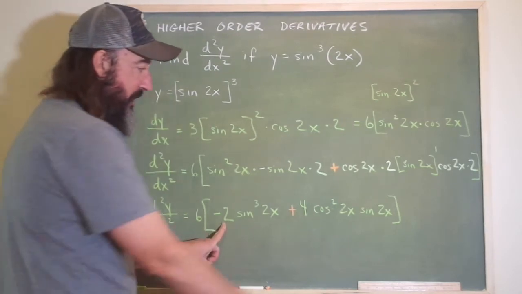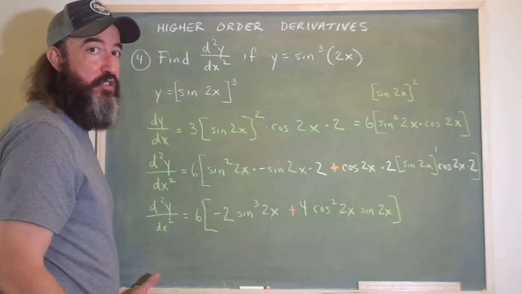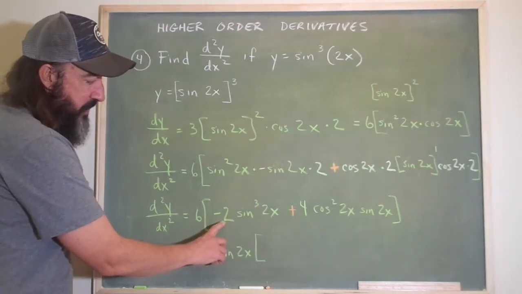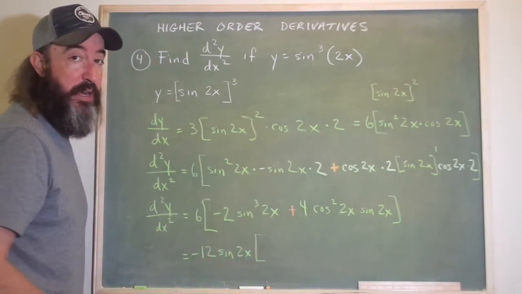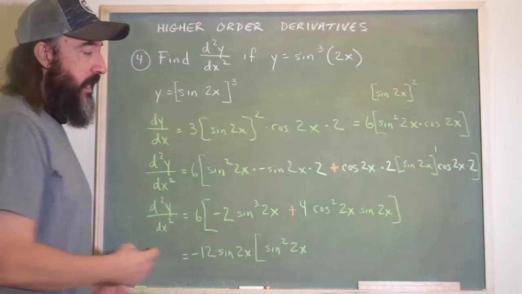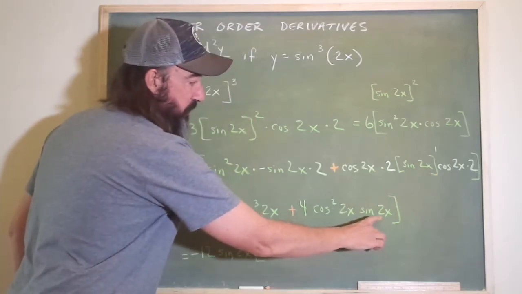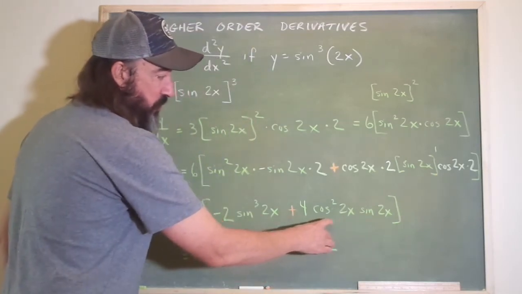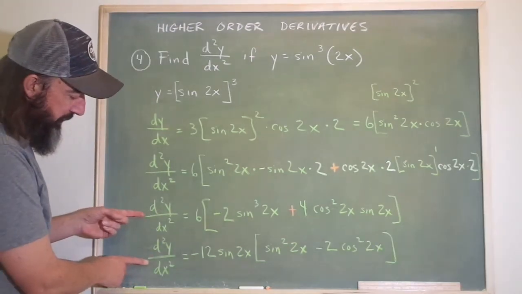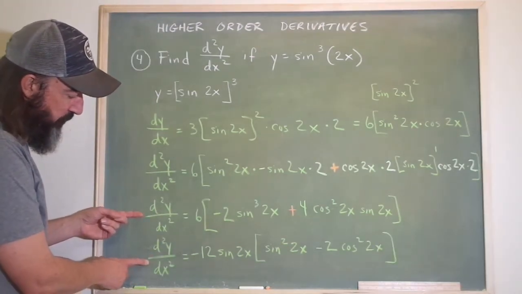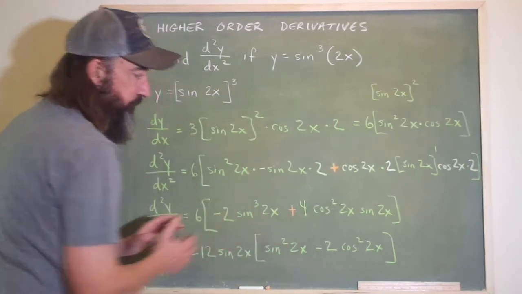Perhaps I could also factor out a negative 2, and perhaps I could factor out a sine 2x. So I pulled this negative 2 out, and I pulled out a sine 2x, so I'm left with a sine squared 2x. And if I pull a negative 2 out of here, I would have negative 2, and I pulled this sine of 2x out, I'll be left with this cosine squared 2x. So anyway, here are two different ways I could express the second derivative, and I suppose another way you could express it is to just distribute this 6.